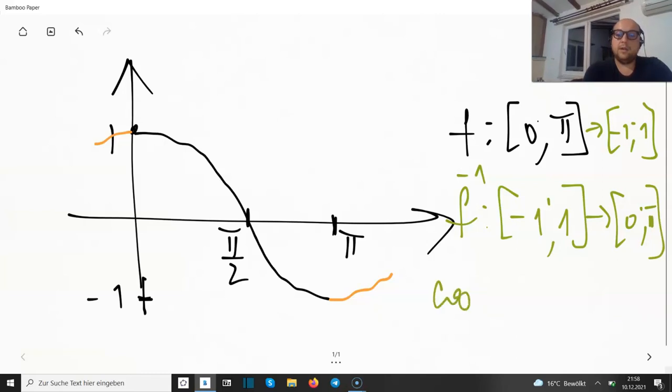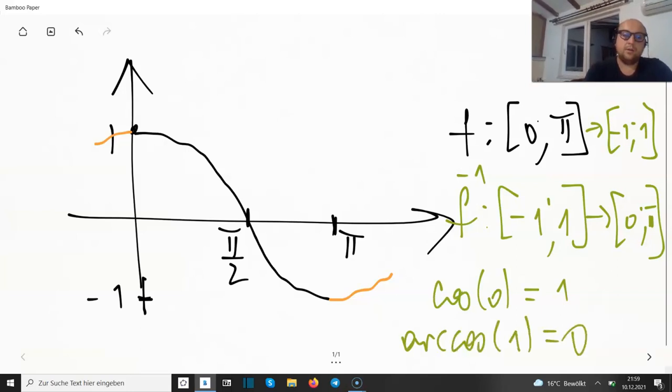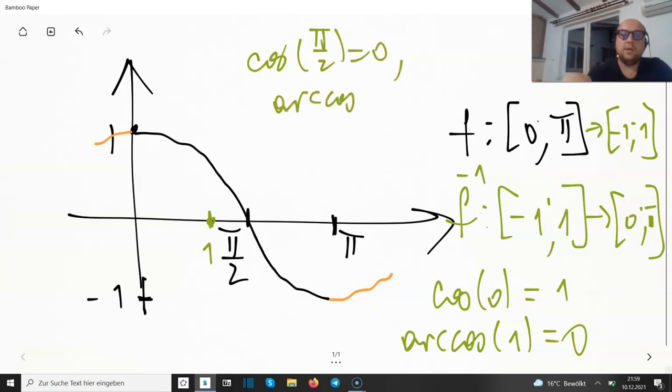What is cosine of 0? It is 1, so arc cosine of 1 should be 0. I explained it in the last video. Pi divided by 2 is approximately 1.57 or something, so we are somewhere here, and we have the value of 0. Well, cosine of pi divided by 2 is 0. That means arc cosine of 0 is giving you pi divided by 2. And this is slightly higher than 1, so we're somewhere here.